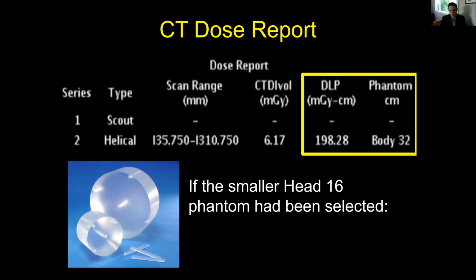Because again, the CT doesn't measure the dose. It just calculates it based on the assumptions of the energy put in and the phantom that the technologist picked. So if you were to do a head 16 selection, but you actually did a body, the DLP would be higher because the computer would say, whoa, you did the same amount of energy, but into a smaller object, the head 16 phantom. So the DLP is kind of like the concentration of dose, so it's going to be higher.